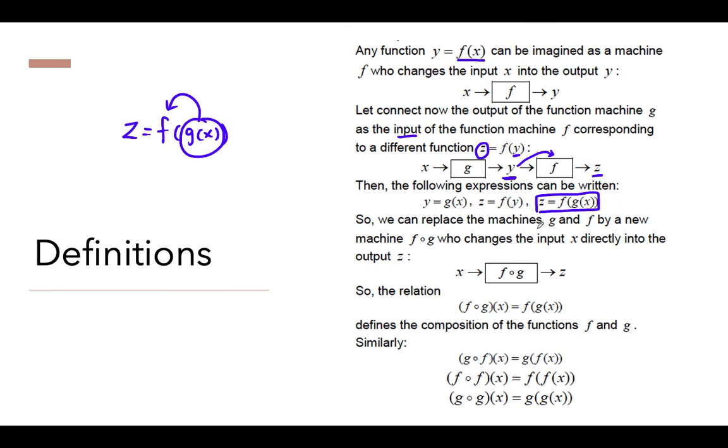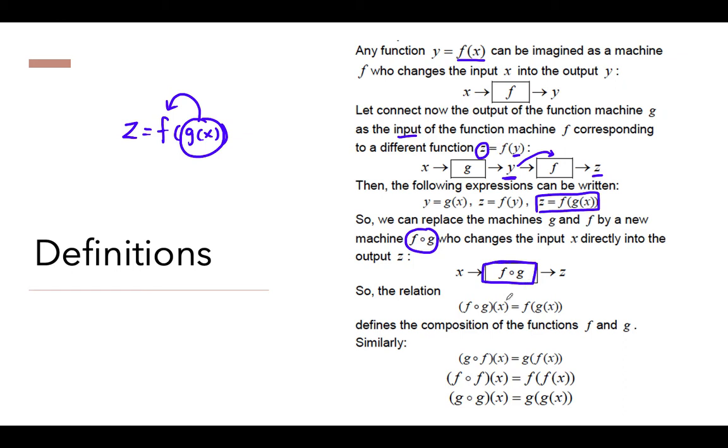So we can replace the machines g and f by a new machine, which we call f circle g. You see the circle and then g. That is a composite which changes the input x directly into the output z. So this is a combination of functions f and g.